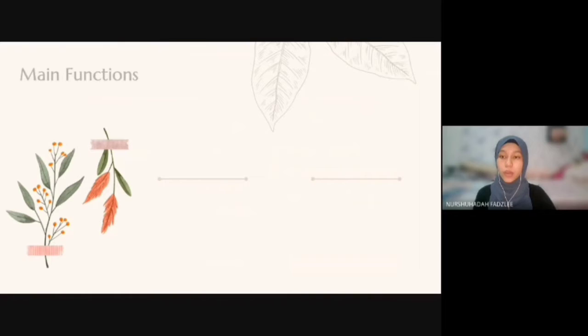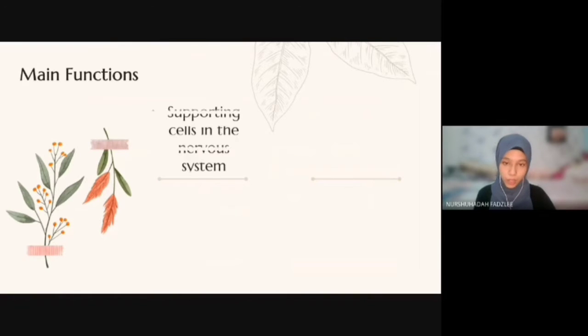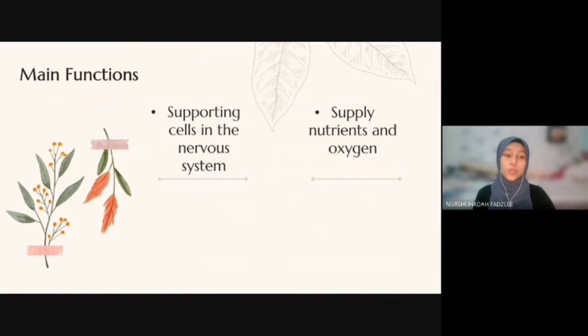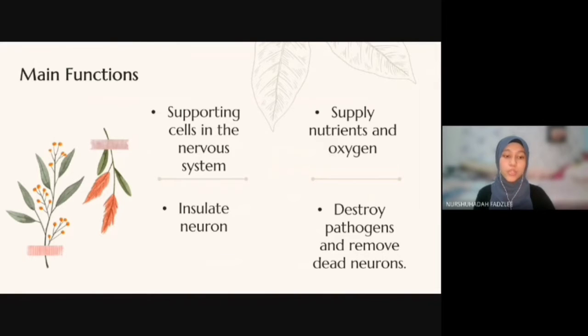Next, there are four main functions of glial cell. First is supporting cells in the nervous system. It's surrounding the neuron and holding them in place. Second is to supply nutrients and oxygen to neurons. Third is to insulate one neuron from another. And the last is to destroy pathogens and remove dead neurons.